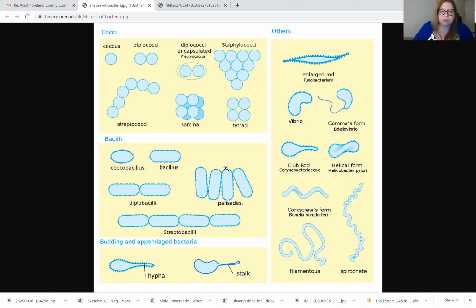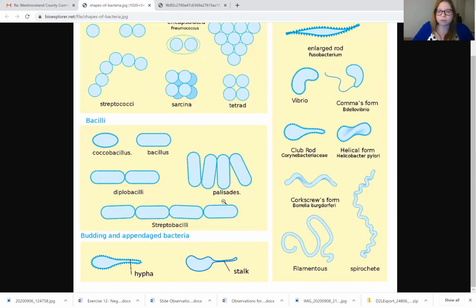Another shape that you might encounter is the bacillus. That is a rod-shaped bacteria. Sometimes we just call them rods, sometimes we call them bacilli. And some different arrangements that you might find those in would be diplobacilli, which is just two next to one another. Palisades, which are going to be the ones similar to the Corynebacteriums that you saw in some of those slides from earlier in the week, where they're arranged in semi-parallel arrangement.